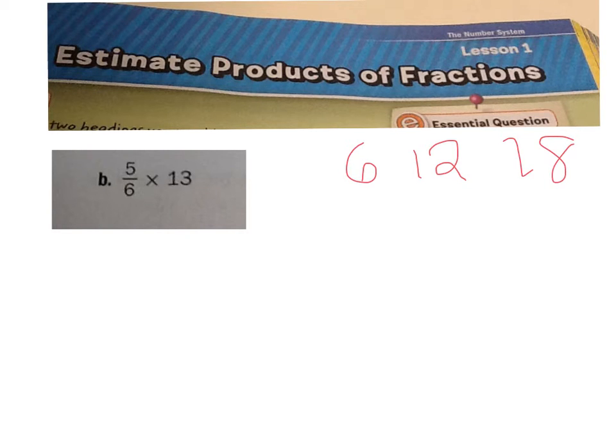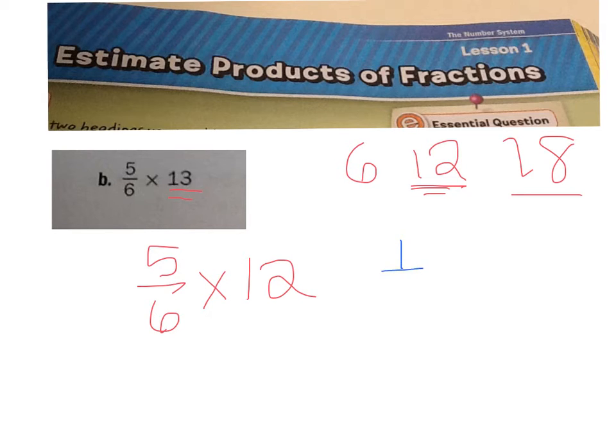Now looking at those three, we know they're around 13, so we want to see which of these compatible numbers to 6 would work best. Well, 12 is actually closer to 13, so let's use that. So we're going to estimate 5/6 times 12. To make this even easier, instead of 5/6, we're going to lose the 5 and just have 1/6 times 12. That's the same as taking 12 divided by 6, and we all know 12 divided by 6 is 2.